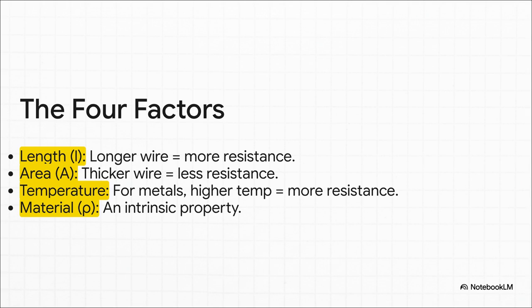Second is area. A thicker wire is like a wider highway, more lanes for the electrons to travel in, so it's an easier journey, which means less resistance. Third, temperature. For metals, when things get hot, the atoms vibrate like crazy, getting in the way of the electrons and bumping up the resistance. And last but not least, the material itself. I mean, some materials are just born to be more resistive than others.